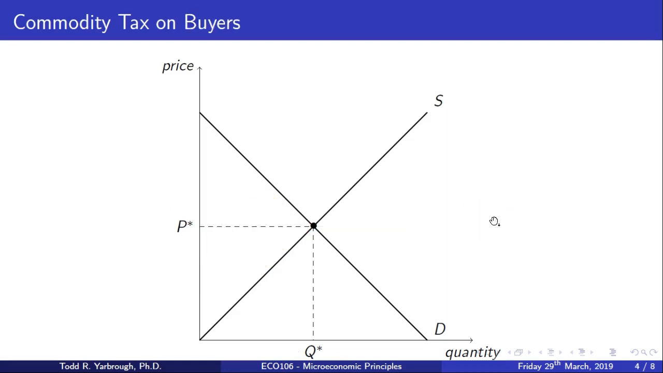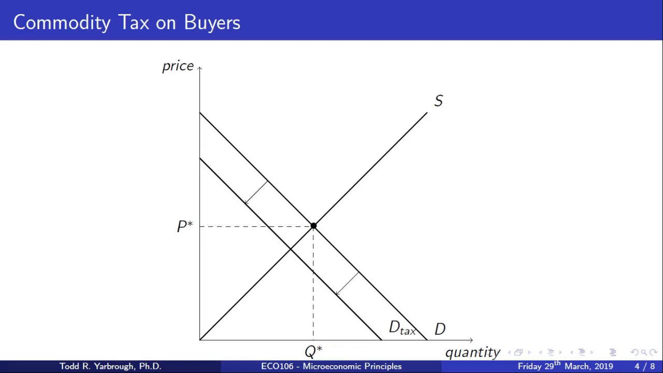Now, if we move on and we show an equivalent commodity tax, that is a commodity tax that is the exact same amount as the previous tax we showed on suppliers, let's see what happens when we put that tax on buyers. Now, as we would expect, what this causes is the demand curve to shift back into the left. We've now reduced the incentive of consumers to purchase the product. This causes consumers to be less willing to buy the product, and therefore the demand curve shifts back into the left.